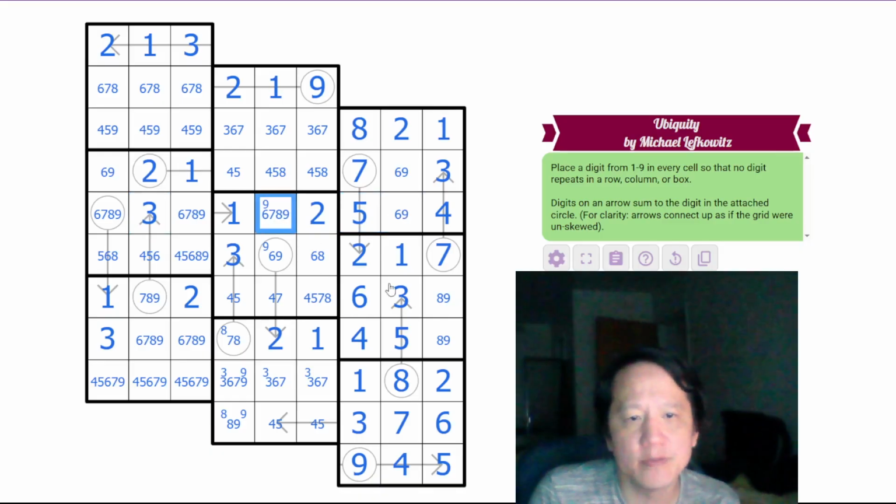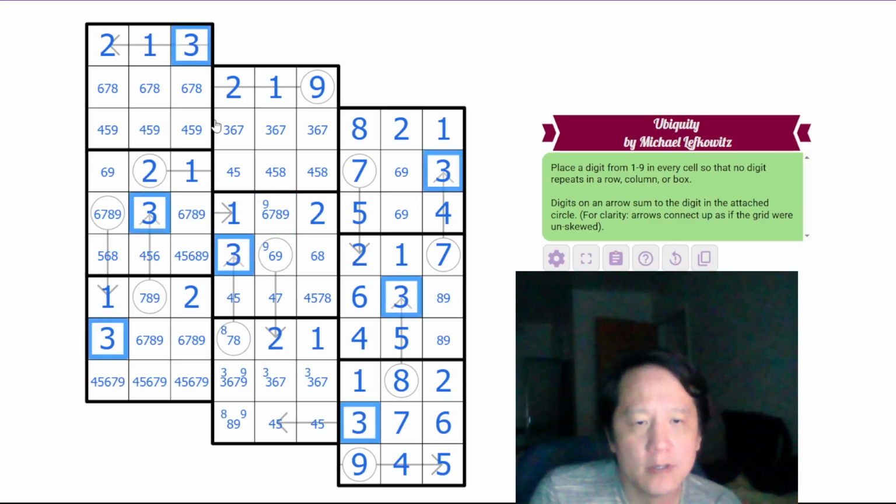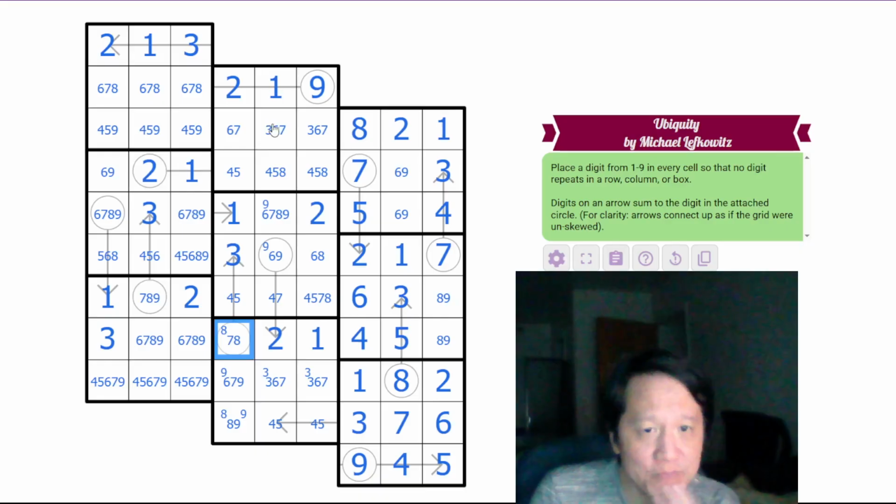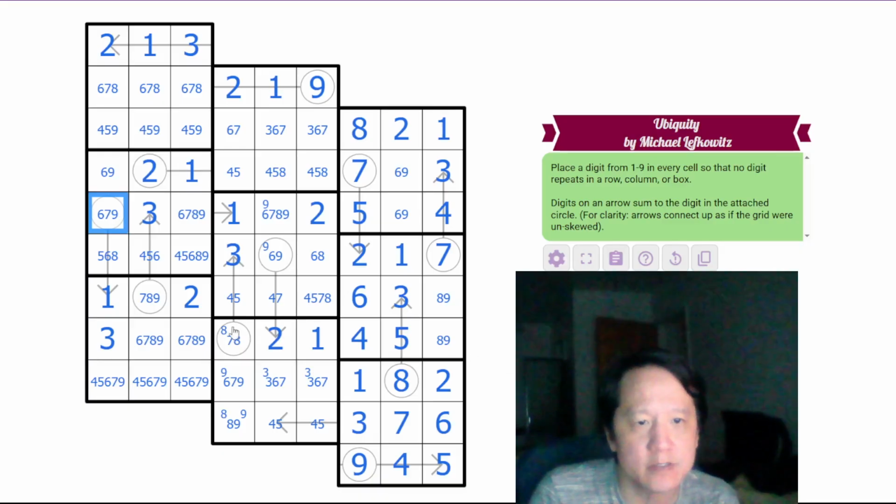That means this can't be 3 here. 3 is eliminated from being here and here. So 3 could be either of these. We have to add up to these digits: 1, 5, and 6; 1, 6, and 7; 1, 8, and 9. So this cannot be 8.